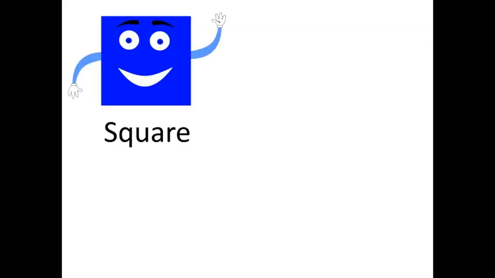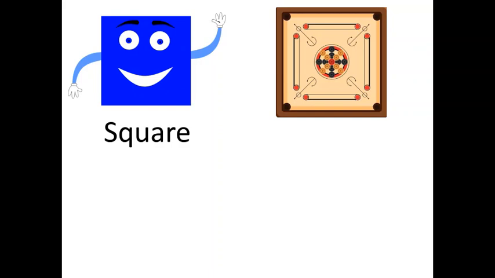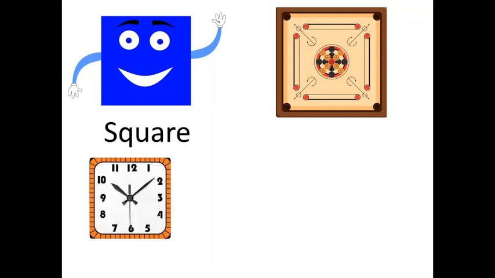Now see, this is a square. Here we will see a few examples of square. Your first example is a carom board. See the sides of the carom board. There are 4 sides and all the sides are equal.